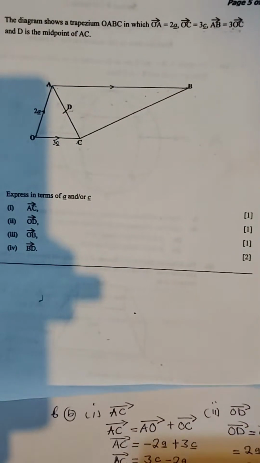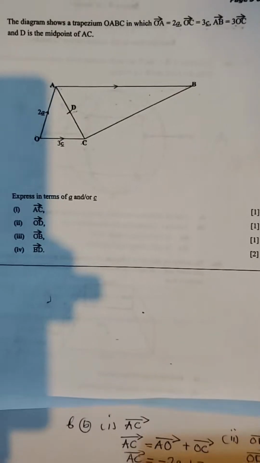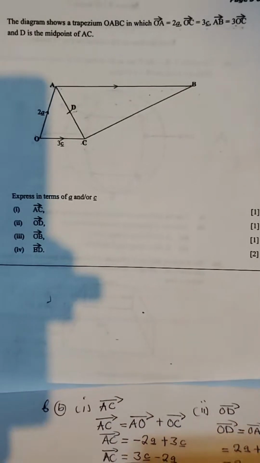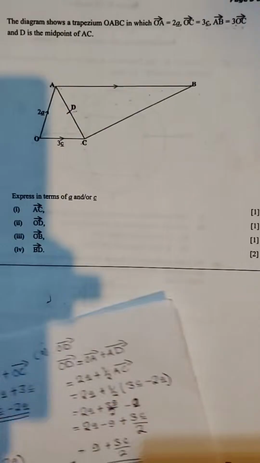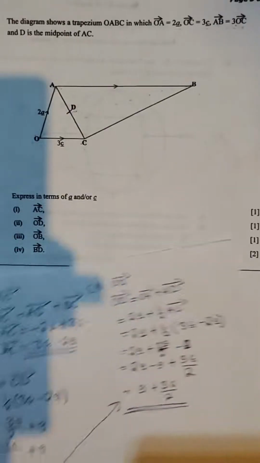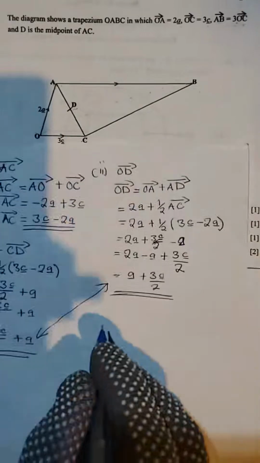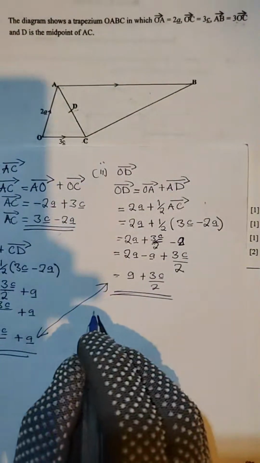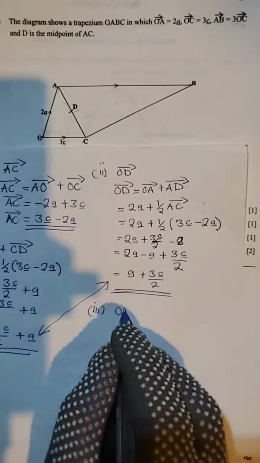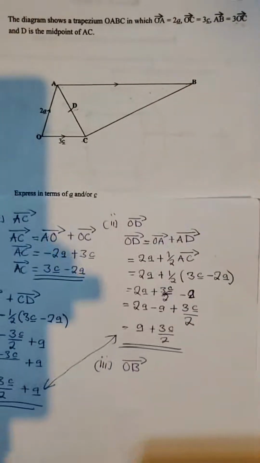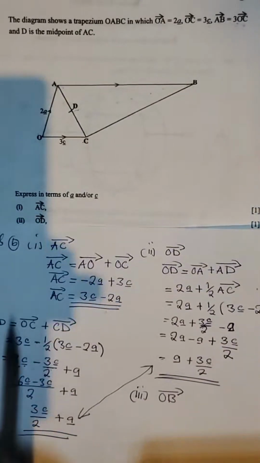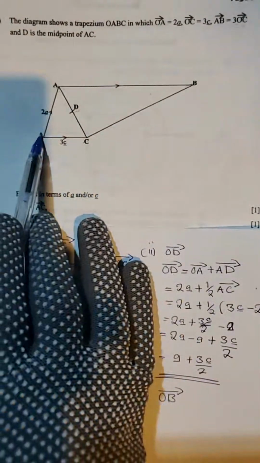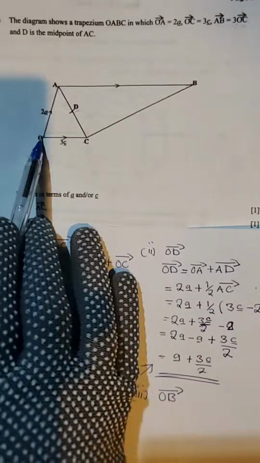Question 3 is saying find OB. This is the OD from calculating. So how are we going to move to find OB? Simple. OB, we're going to use OA plus AB.